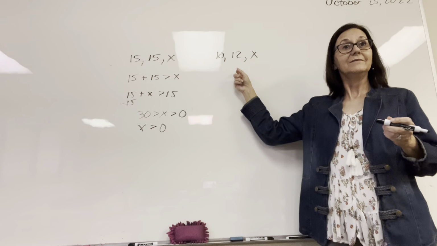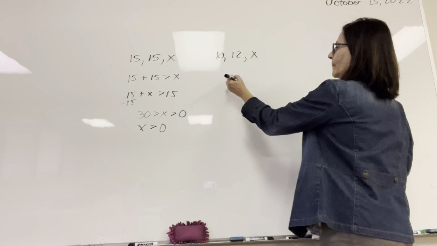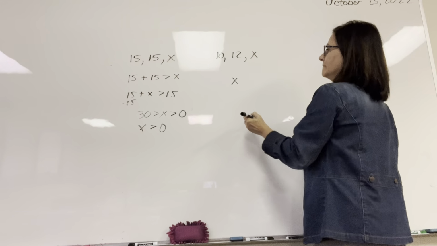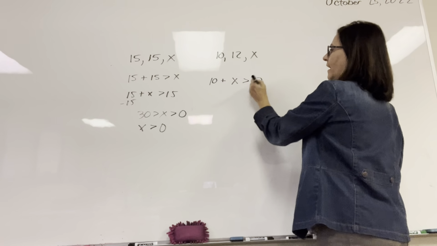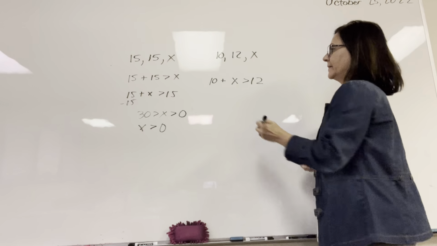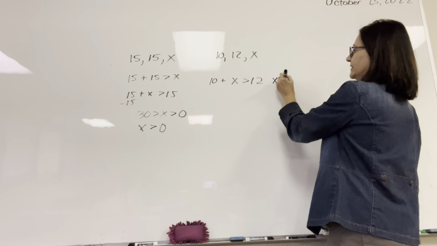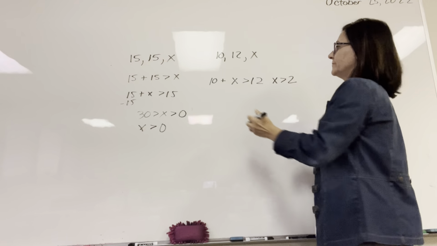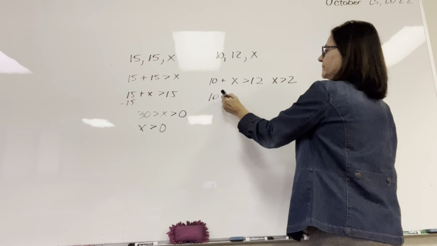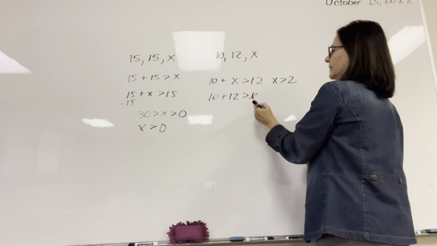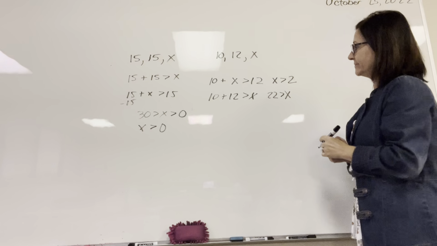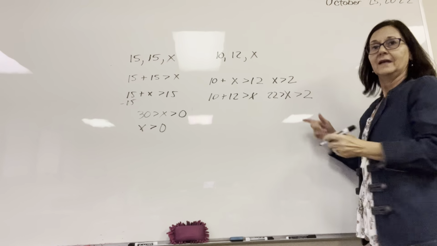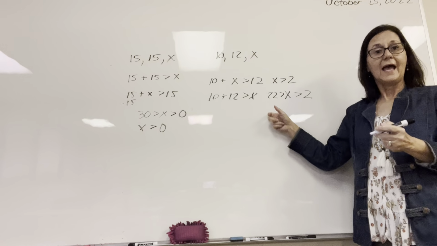Luke, did you get this one? What is it? I got 10 plus X is greater than 12. All right. So what did that simplify to be? X is greater than 2. Correct. Okay, and the other one? 10 plus 12 equals 22, and X is less than 22. That is correct. So X is between 2 and 22.